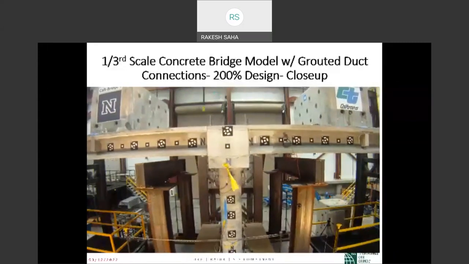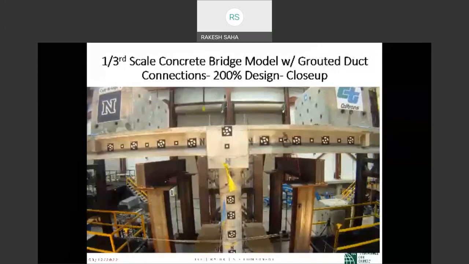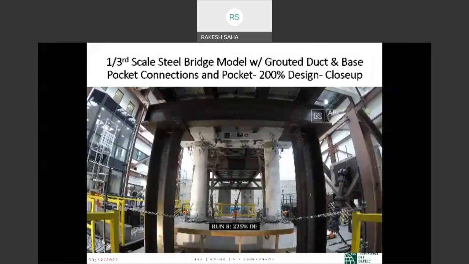All right, let me go to the next bridge. This was a steel girder bridge. The other one was a concrete girder bridge. This is a steel girder bridge. This is more than 200% of the design. This particular one is actually 225% of the design.